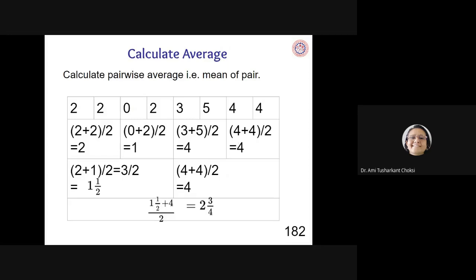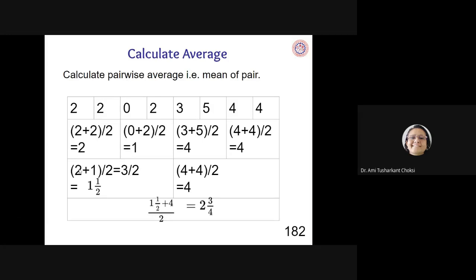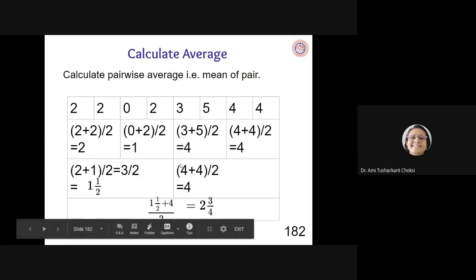Okay, fine. So here 2 plus 2 divided by 2, right? We are calculating the pairwise average. Here 0 and 2, so 0 plus 2 divided by 2 is equal to 1. Here 3 and 5, so 3 plus 5 divided by 2 is equal to 4. Here 4 plus 4, so 8 divided by 2 is 4. Now we again take the average. This is 2, this is 1, so 2 plus 1 divided by 2 is 3 by 2. This is 4, this is 4, so 4 plus 4 divided by 2 is equal to 4.